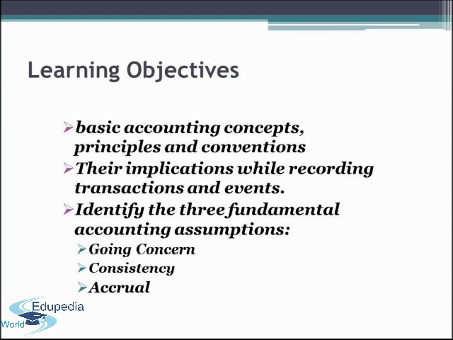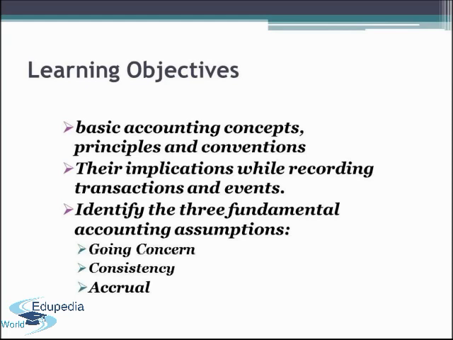Basic accounting concepts, principles, and conventions, their implications while recording transactions and events, how these concepts are applied while recording various transactions and events in the books of accounts, and number 3, identifying the 3 fundamental accounting assumptions: going concern, consistency, and accrual. These 3 are the fundamental accounting assumptions on which the process of accounting is based. We have to just follow these 3 assumptions before preparing any books of accounts.